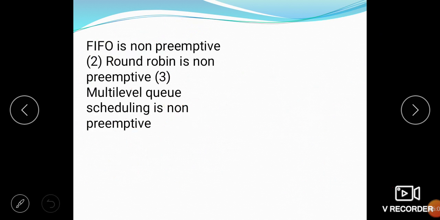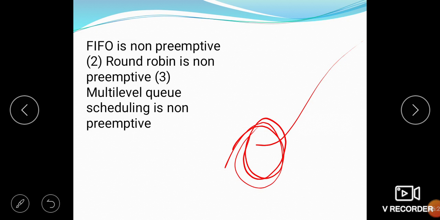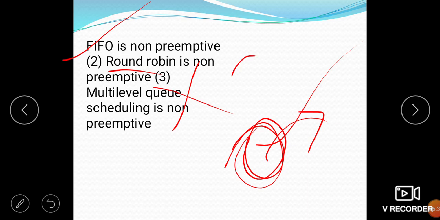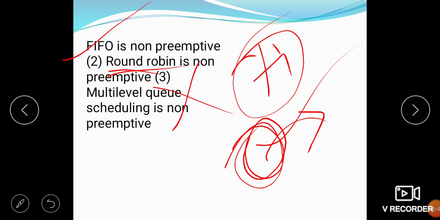Now next is the FIFO method. We all know that the FIFO method is non-preemptive, because when a process enters the ready queue, it exits from the ready queue only after the completion of its execution. So option A is correct, but options 2 and 3 are not correct, because round robin uses the time slicing method, so round robin is a preemptive method, and multilevel queue is also a preemptive method.